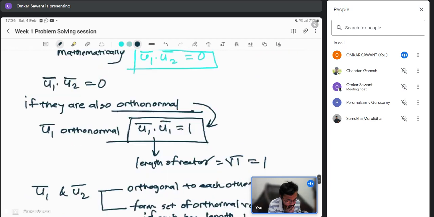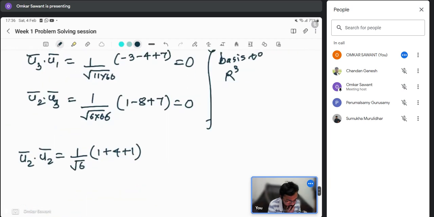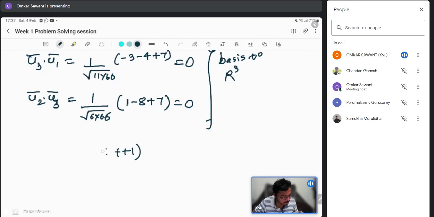1 bar dot u 1 bar. Actually, it should come 1. Okay. Okay, we will do this in the next class. Okay, but the concept is clear, right?